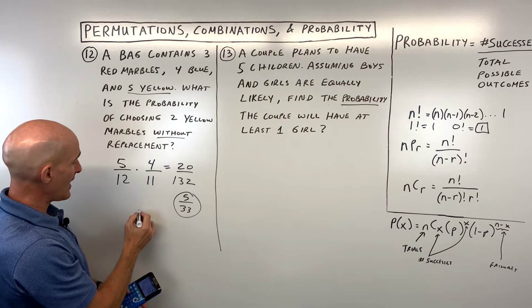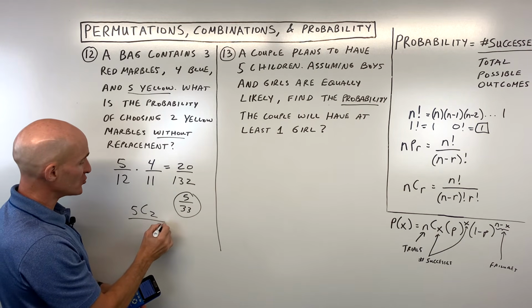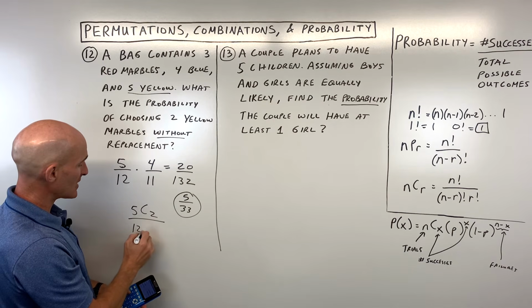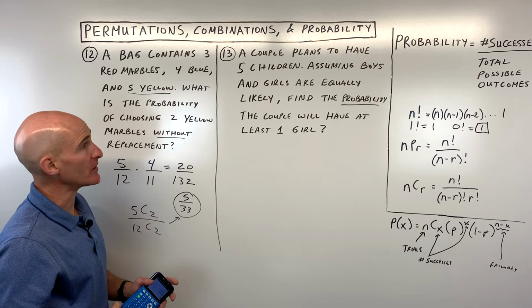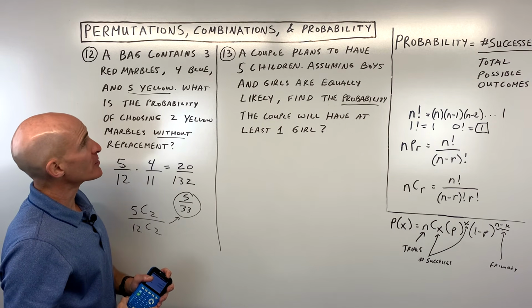The other way to do it is use the combinations. You could say out of 5 yellow, how many ways are there to choose 2? And the total possible ways of choosing 2 marbles out of 12, you're going to get the same answer, 5 out of 33.